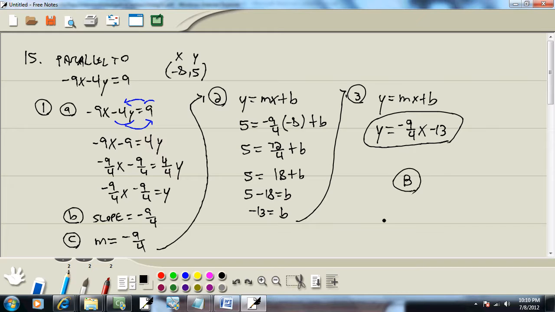Now, some of you may have learned that differently. You may have learned using the point-slope form, and that's fine. You can do that if it works for you.